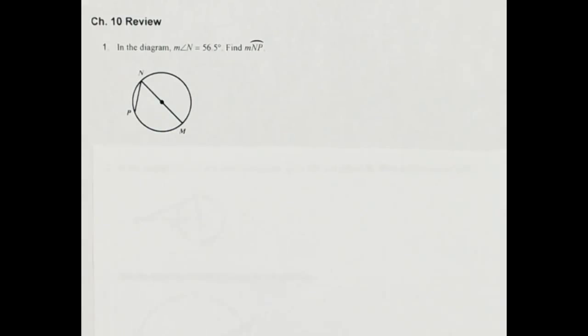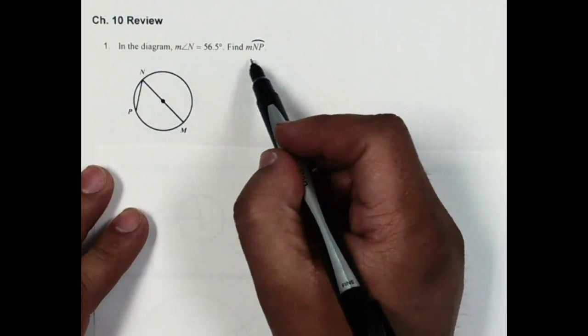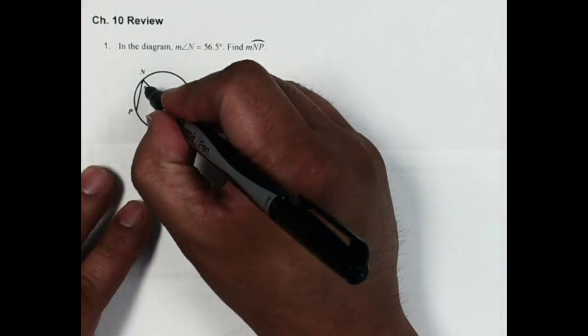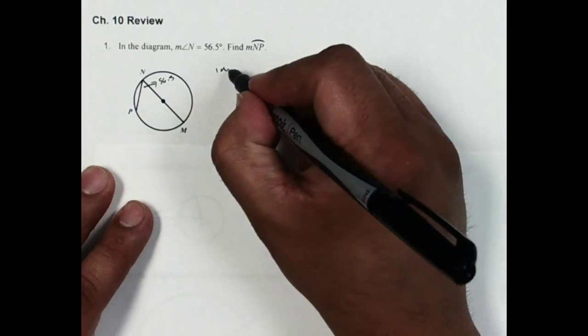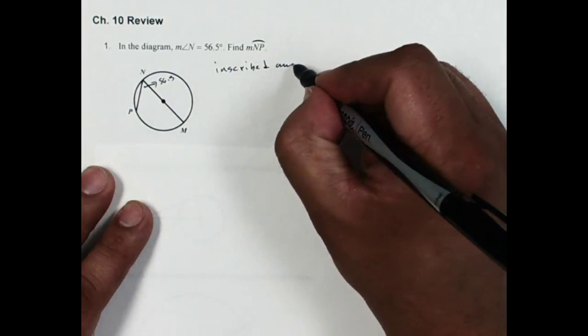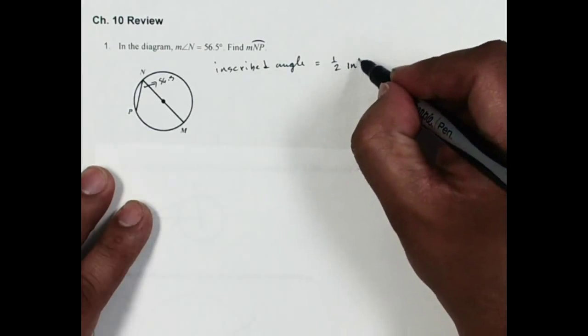Alright, this is our Chapter 10 review. Problem number 1, it says in the diagram the measure of angle N is 56.5. We want the measure of the arc NP. Okay, so this angle here is 56.5. Now it is an inscribed angle, which means that it is equal to 1/2 the intercepted arc.